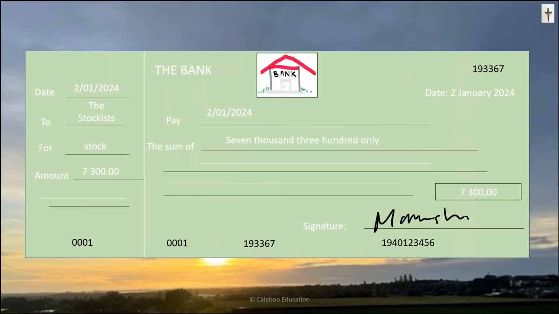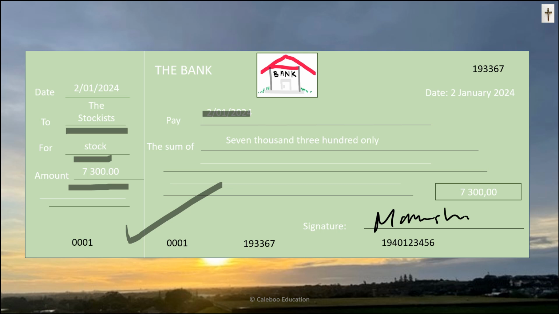Now this is the document that is going to be used to record a transaction in the Cashbook payments. In front of us we have a check, which is an instruction from the drawer to the drawee to pay the payee a sum of money. That there I can see is an error. The date is in the wrong place. But who was being paid? The stockist for stock, and the amount is 7,300.